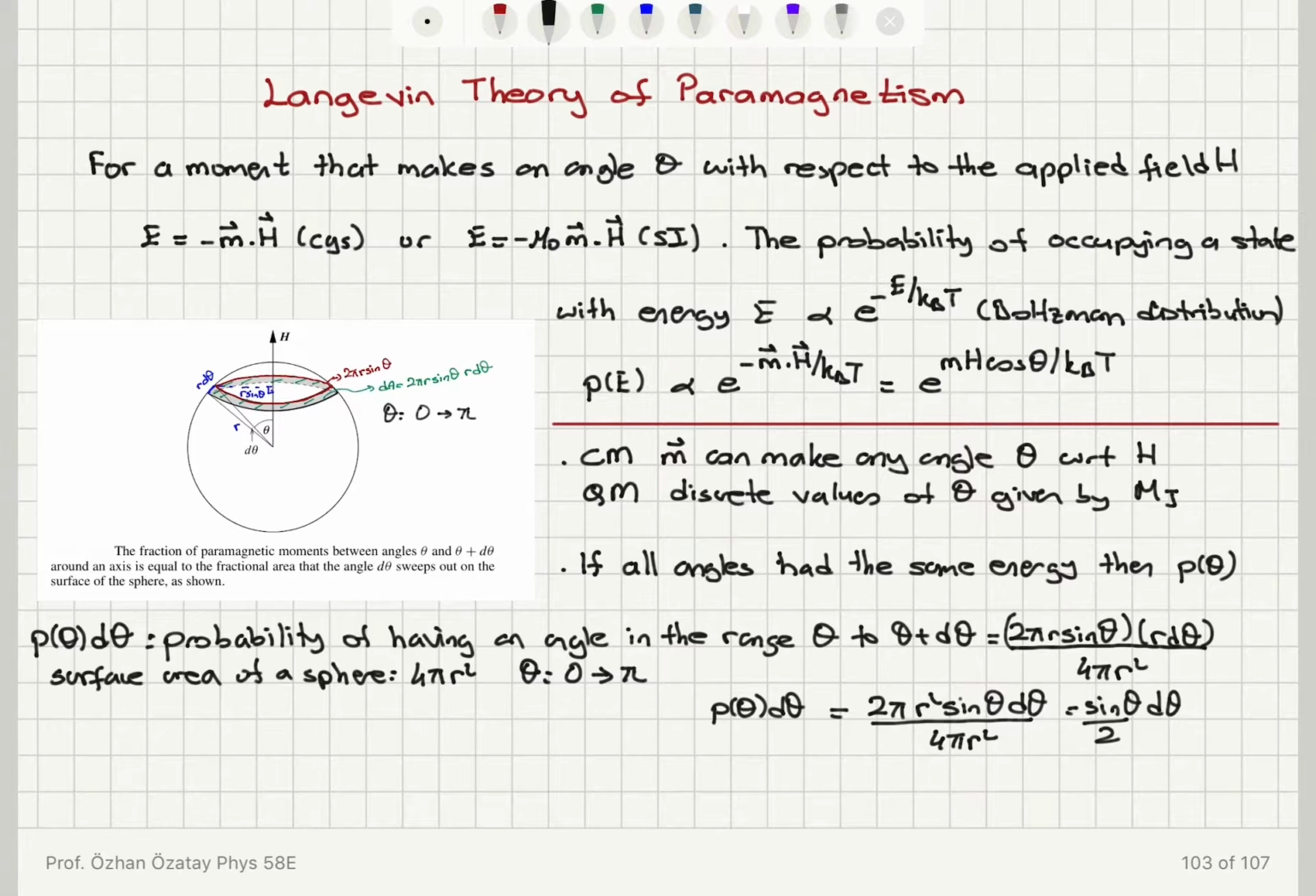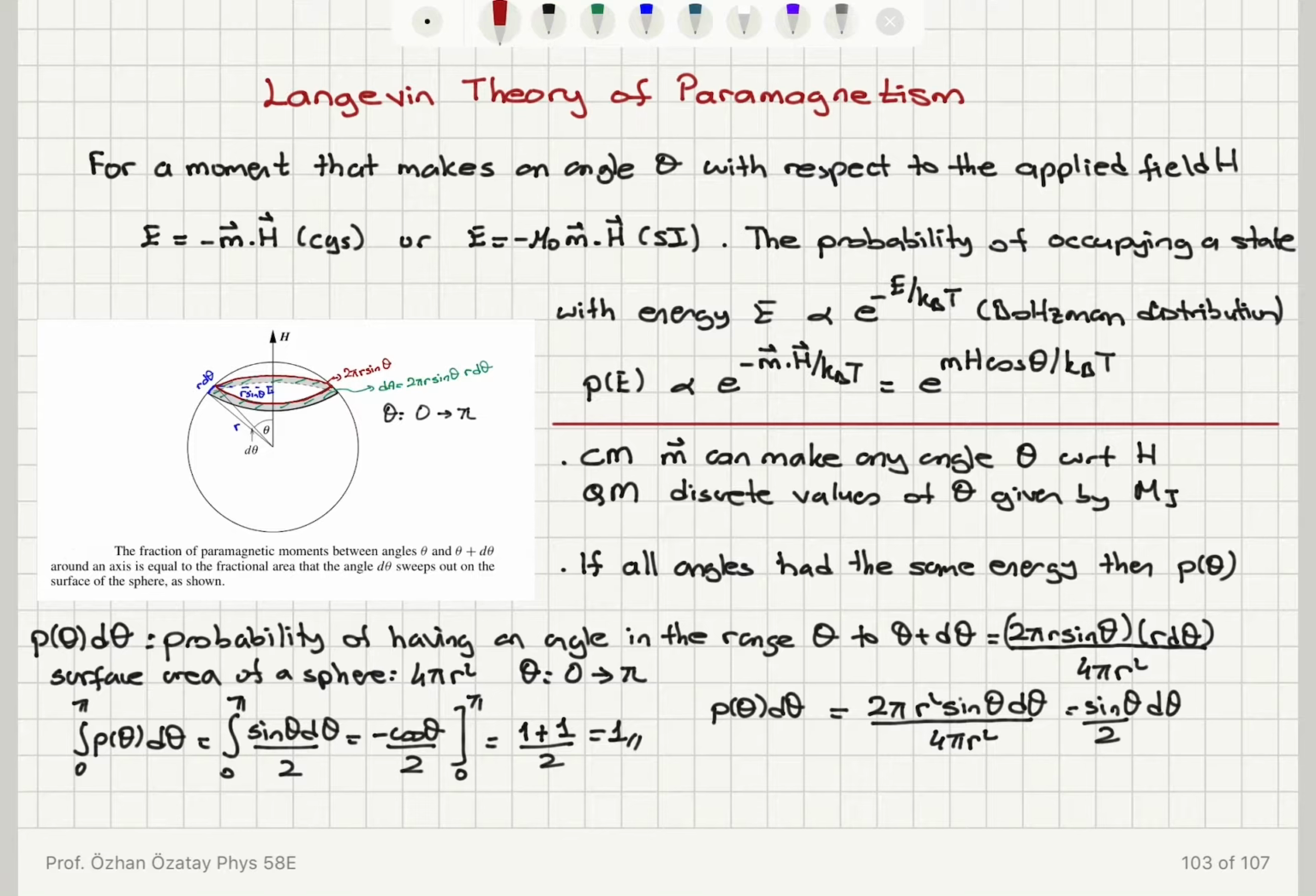If you integrate from 0 to pi P of theta d theta, what would you get? You would get the integral from 0 to pi of sine theta d theta over 2. That is minus cosine theta over 2 between 0 and pi. For pi it is minus 1, so minus minus 1 plus 1. And then I have minus minus plus cosine 0, that is 1 over 2, which is 1. So this probability would be well normalized as expected.